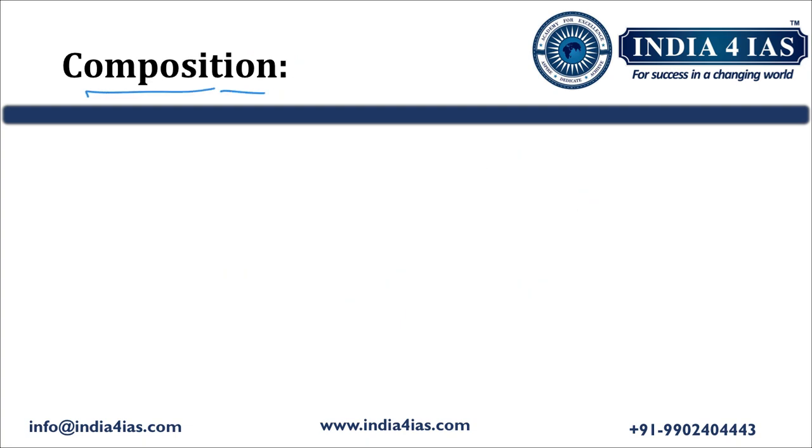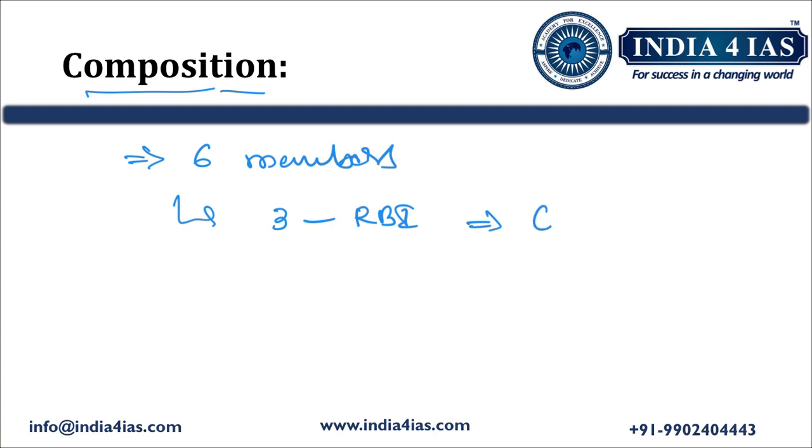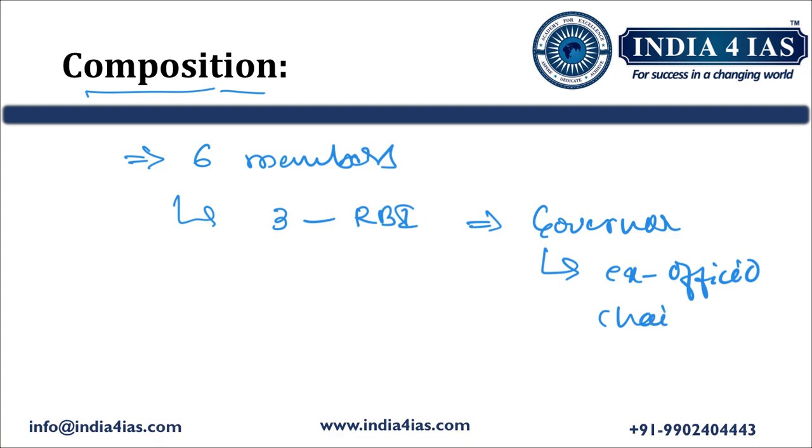Coming to the composition of the Monetary Policy Committee, it consists of 6 members. 3 members are from RBI, including the Governor of the RBI, and this Governor of the RBI is ex officio chairman of the Monetary Policy Committee. Then there are 3 external members who are appointed by the central government.